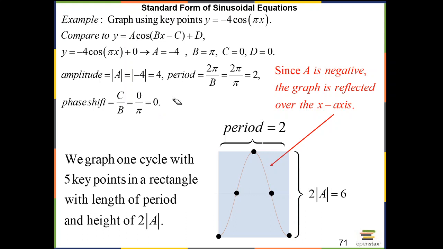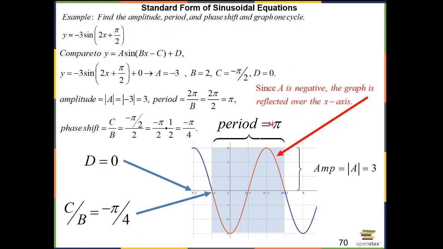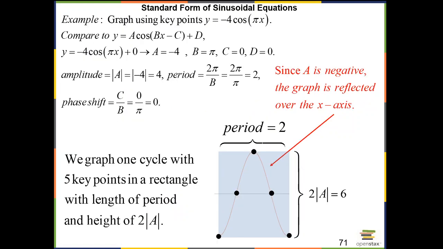Let me erase that. So the 5 key points are going to be, looks like I have to erase this here too. So I did that one more time for you, but this is another example of doing this. So negative 4 cosine pi x, this right here. Again, amplitude is 4. B is pi, so the period is 2 pi over pi, which is 2. Amplitude is 4. The middle one is 0, D.